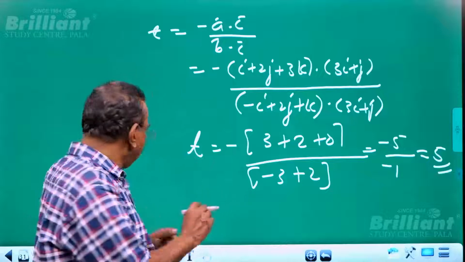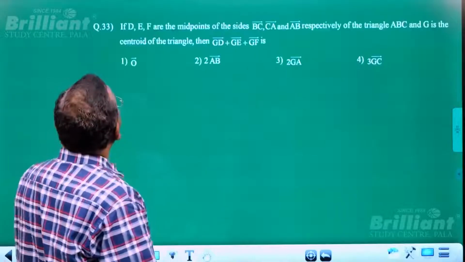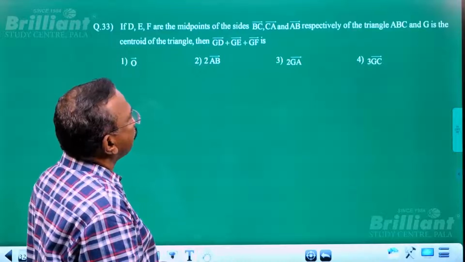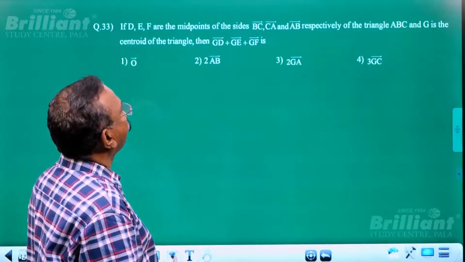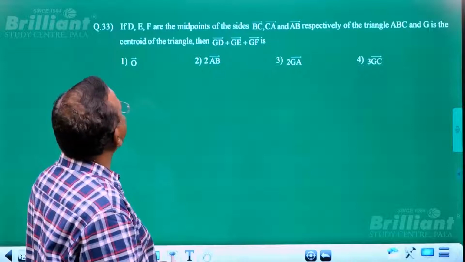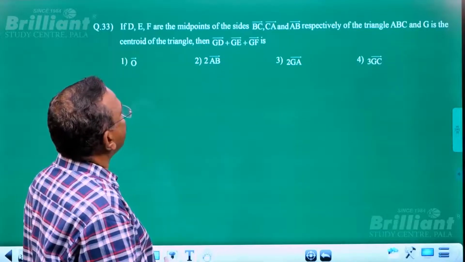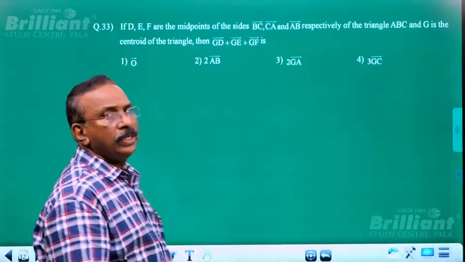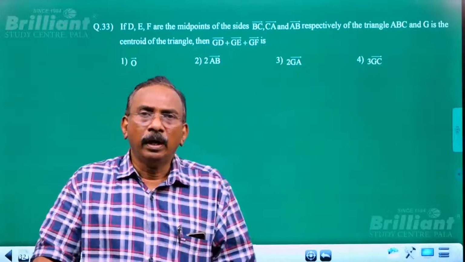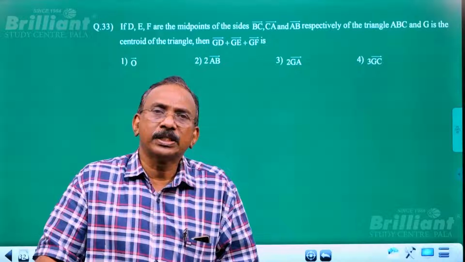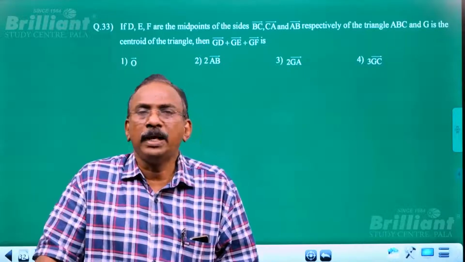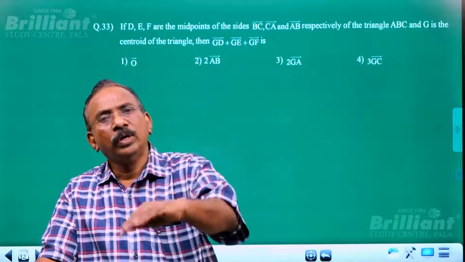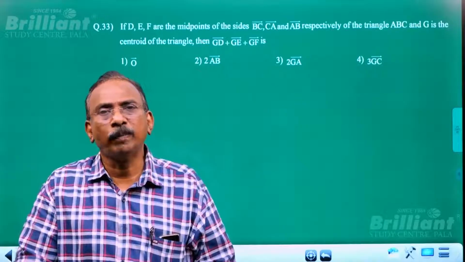Now question number 33. In 33, D, E, F are midpoints of the sides BC, CA and AB respectively of the triangle ABC, and G is the centroid of the triangle, then GD plus GE plus GF is what? Centroid is actually the point of intersection of medians. A median is a line starting from one vertex to the midpoint of the corresponding opposite side.